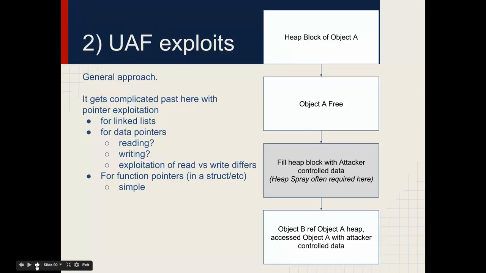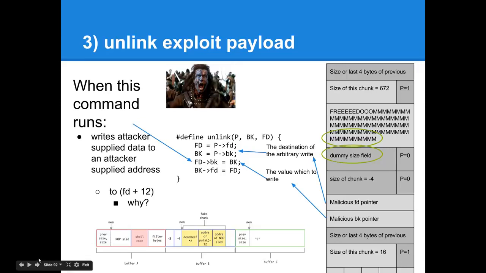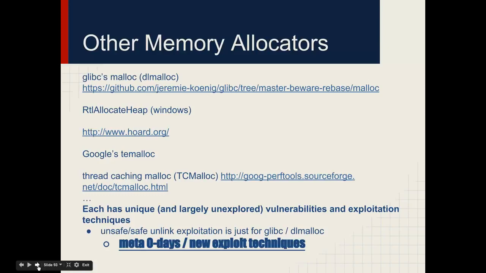Use after free exploits follow a kind of similar approach, in that they also rely on heap spraying often, not always though. We've covered how they're different for linked lists and data pointers and function pointers and so on. And they also differ for C++ style vtables. This is a good demonstration. And finally, the unlink exploitation demonstration we gave, which again specifically targets glibc and GCC. There are other memory allocators, each have their own quirks.